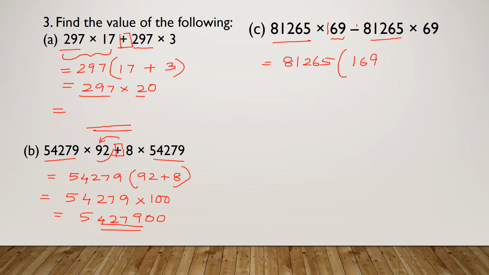Then we have the sign. What is the sign here? Here it is not plus sign. Here it is minus sign. So we put minus. Then we have 69. That is again equal to 81,265 into 100. That is equal to, you have to just put the zeros. 8126500. See, distributive property makes the calculation so easier.